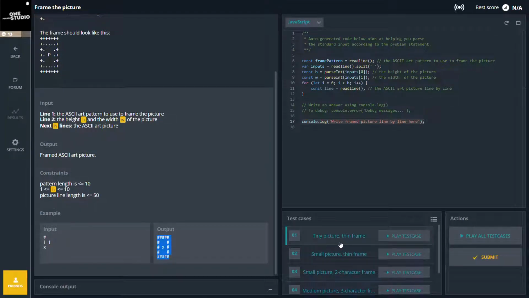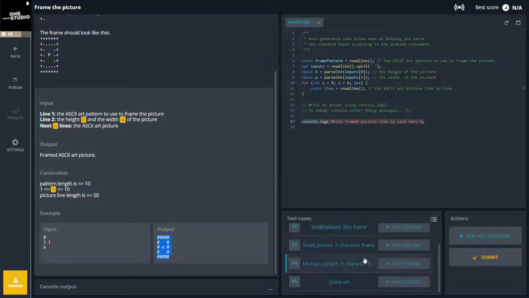The first one is the tiny picture thin frame. The second one is small picture thin frame. The third one is small picture 2 character frame. The fourth one is medium picture 3 character frame. And lastly, the fifth one is sum art. So let's solve it.